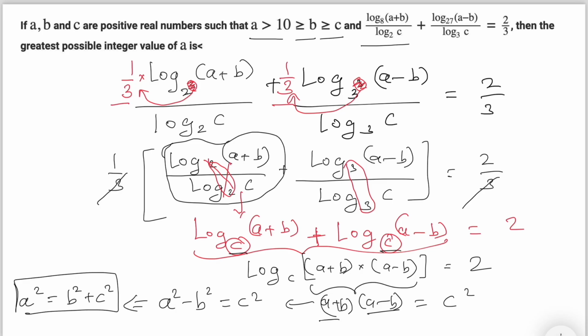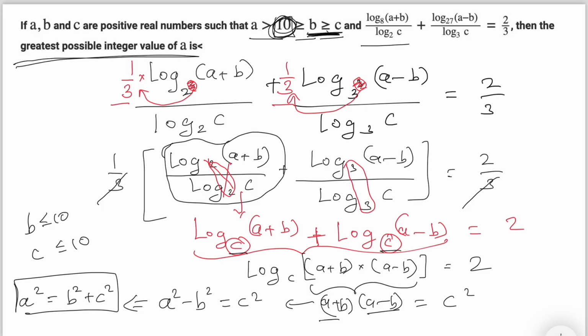I have to understand that a should be greater than 10 obviously, but b and c could be both equal, and the maximum value b could take could be 10, right? So it's given that b is less than or equal to 10, and c is less than or equal to b. So naturally c is also less than or equal to 10. They're asking you the greatest possible integer value of a.